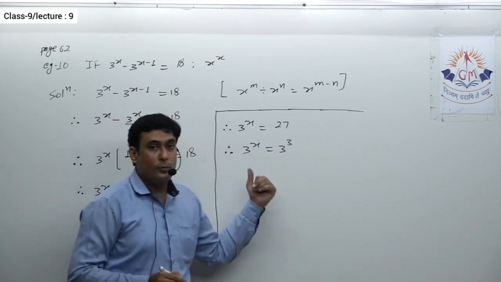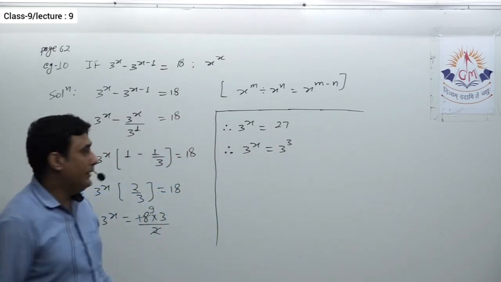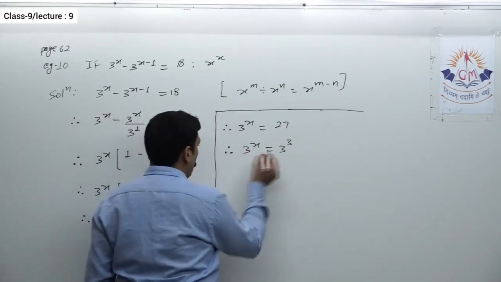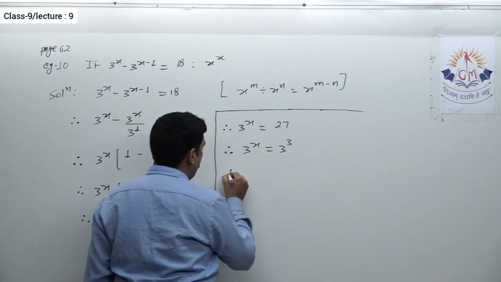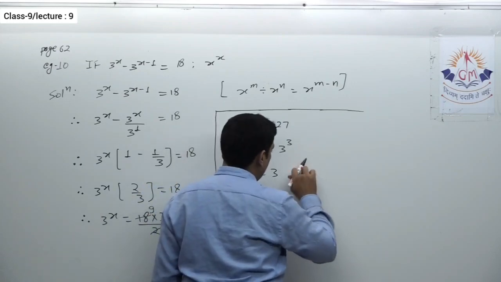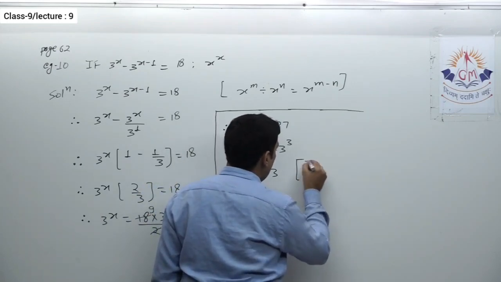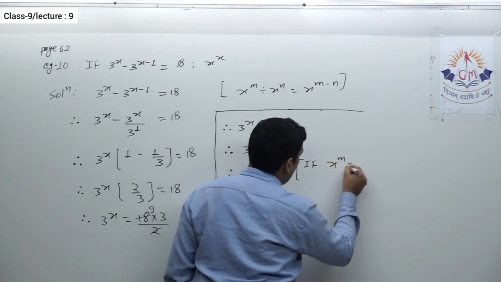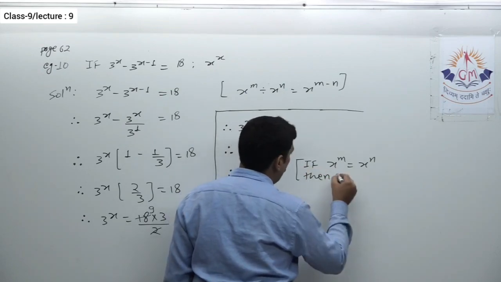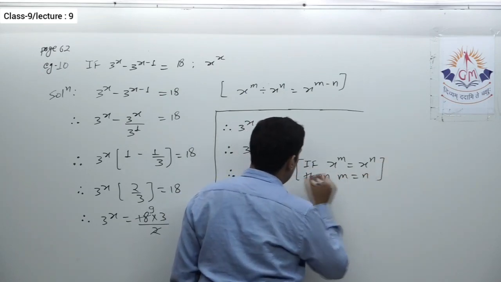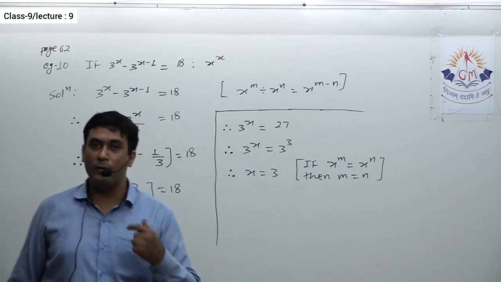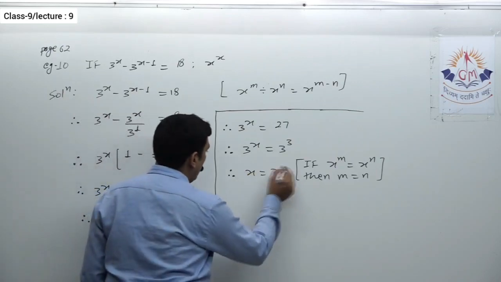Now, as I told you, you must remember the cubes and squares, otherwise you will waste your time finding the factors of 27. So now here the bases are same, so definitely I can say x is equal to 3, and here I use which law? If x raised to m is equal to x raised to n, then what? M is equal to n. Which law? This law I used over here. When the two quantities are equal with the same base, powers must be equal. So here I got x equal to 3.